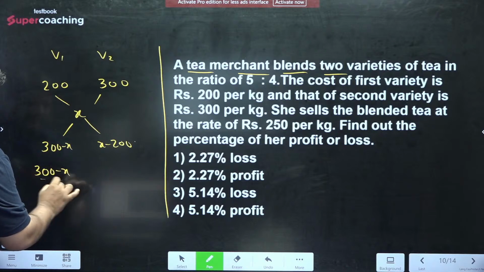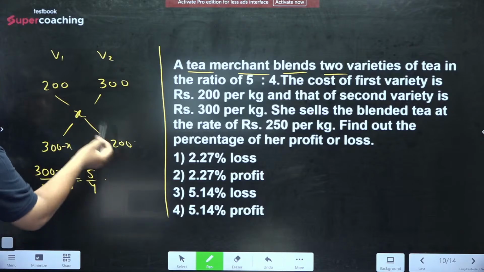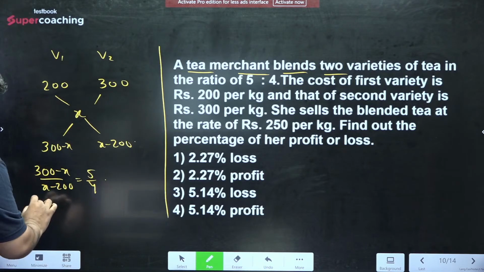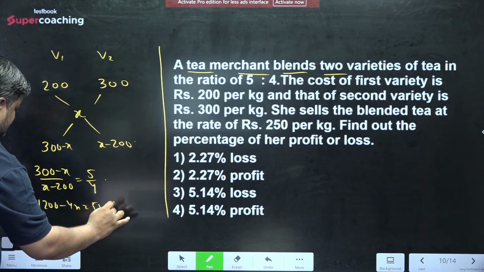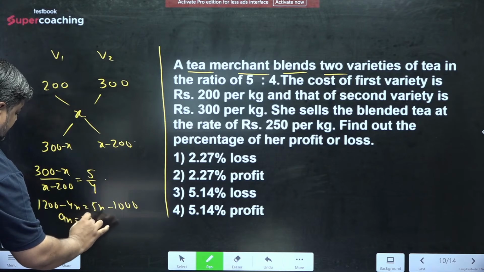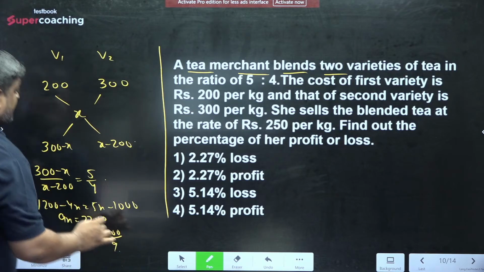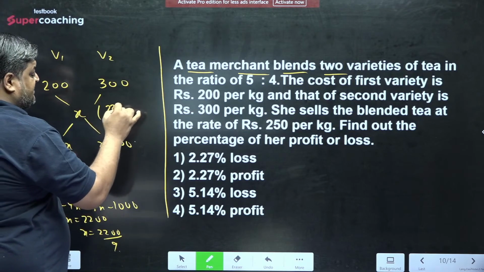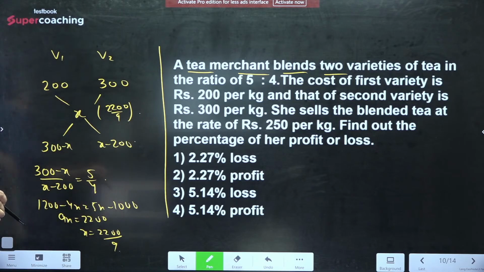So (300 minus x) upon (x minus 200) is 5/4. Try to find the value of x. So 1200 minus 4x is equal to 5x minus 1000. 9x is equal to 2200, and x is equal to 2200 by 9. So the cost price of the mixture is 2200 upon 9.